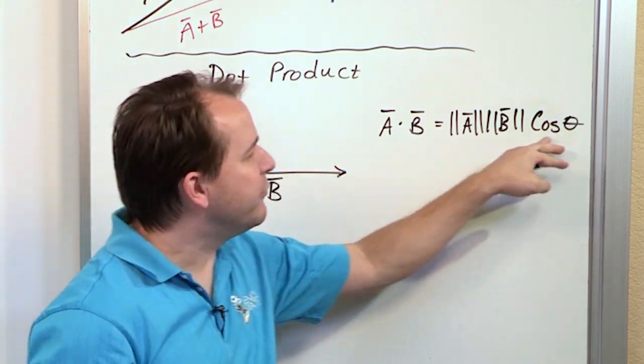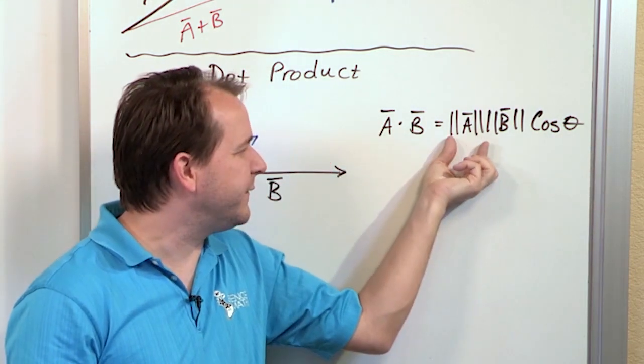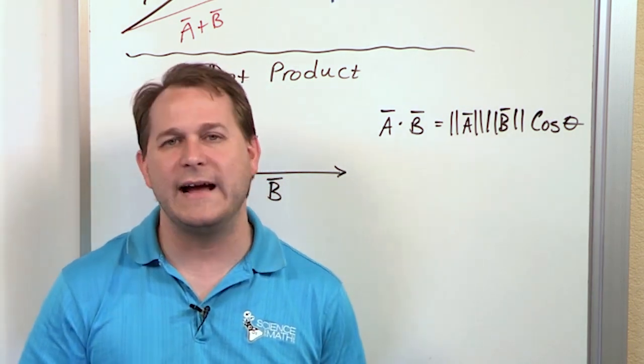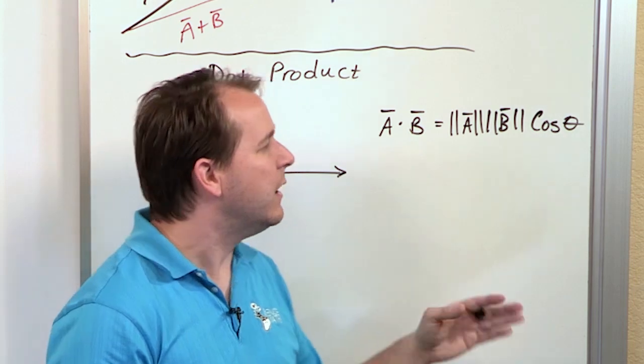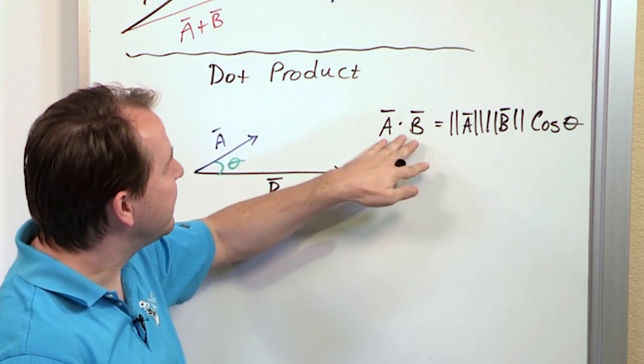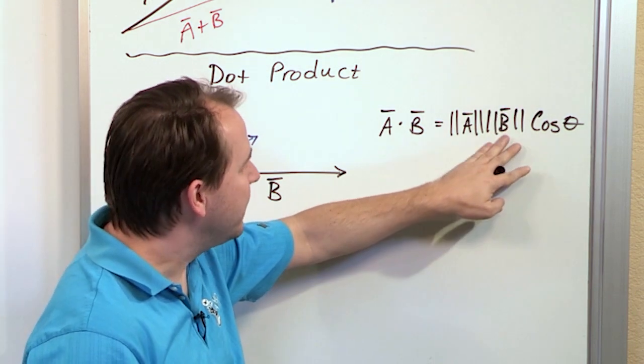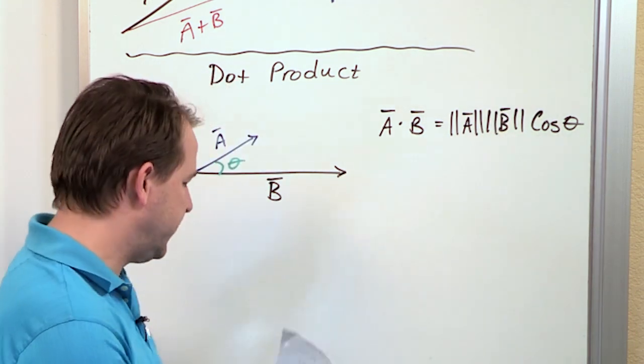This is a definition that you've probably seen in a physics book, but you may not have seen these magnitudes, these double bars. That's something you're going to see in a linear algebra class. Some other physics books might show it. But the way you read it is, if you're going to dot two vectors together, it's the length of A, or the magnitude of A, times the magnitude of B, times cosine of the angle.